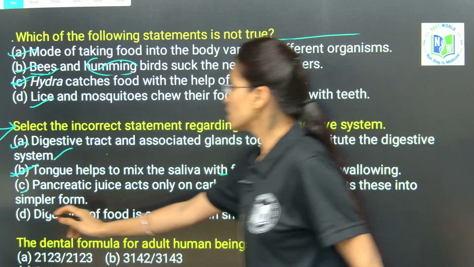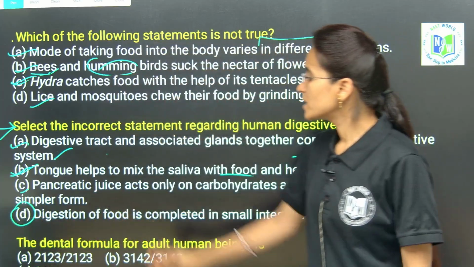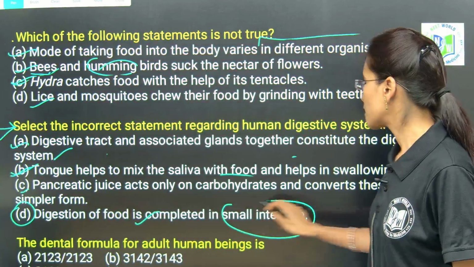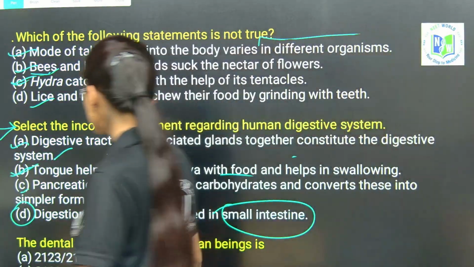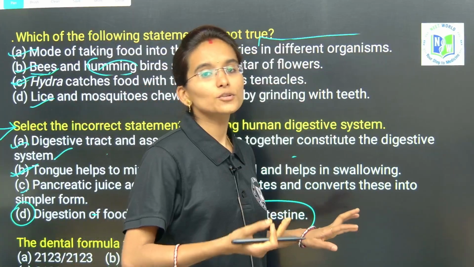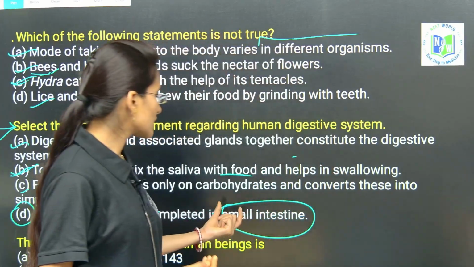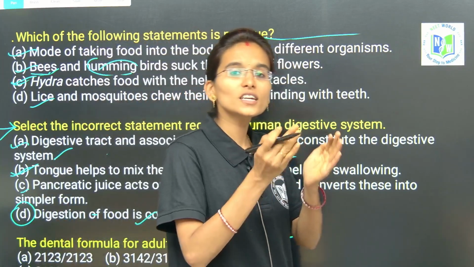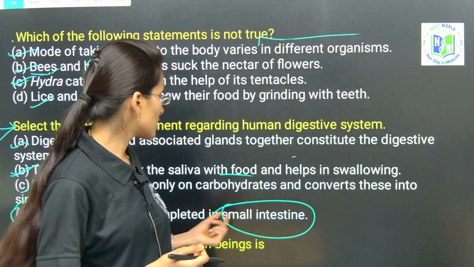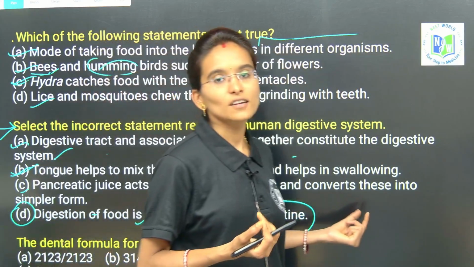Option D: digestion of food is completed in the small intestine, okay. Complete digestion does not take place in the small intestine, my dear students, okay. Partially the food is digested in the stomach and then it is digested inside the small intestine, okay.